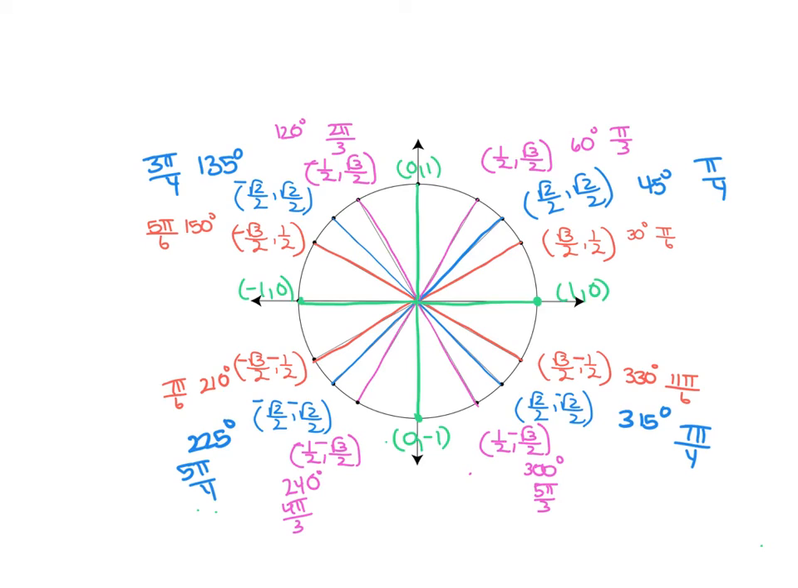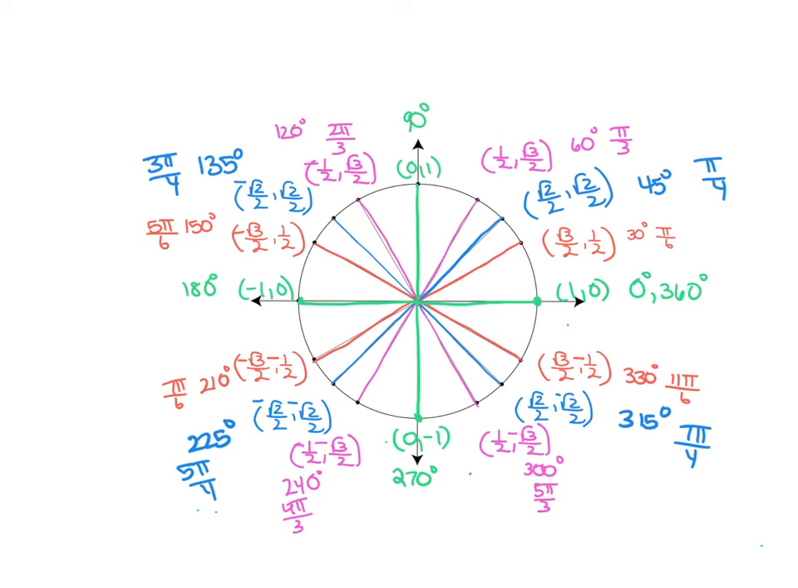Okay, and the last piece is the ones in green, which are your quadrantal angles, which we already did. Okay, we just did them with the 6ths, and you saw them come up with the 4ths as well. So this was our 0 degrees. This is your 90. This is your 180. This is your 270 and 360.